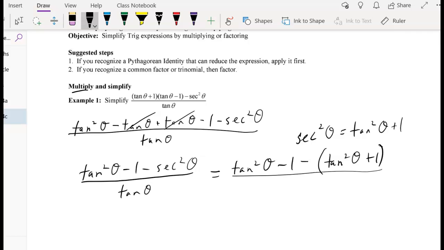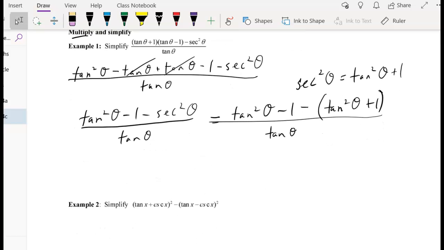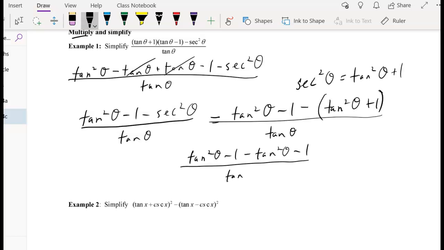And that's still all over the tangent of theta. All right, now if I distribute the negative sign here, I get tangent squared of theta minus 1 minus the tangent squared of theta, and then minus 1. And that's still all over tangent of theta. And now you can see what happens. The tangents cancel, and the negative ones combine. So you have -2 over the tangent of theta.